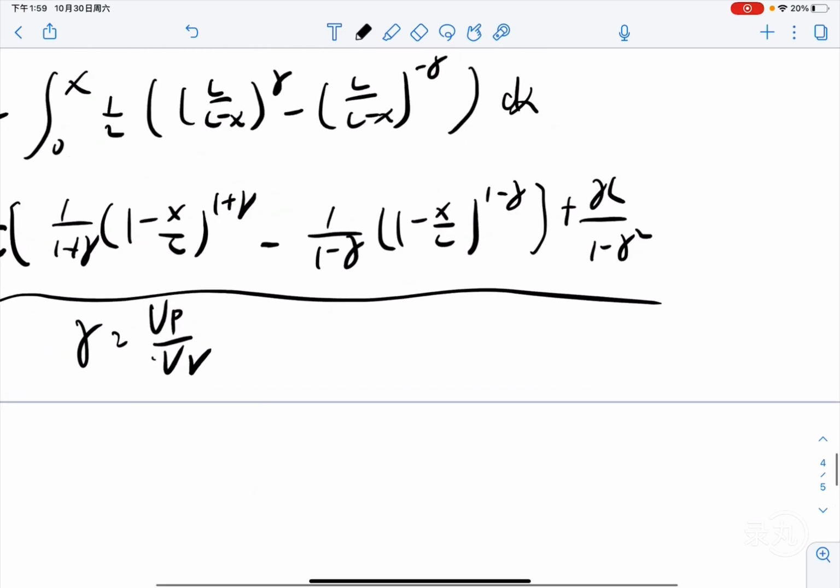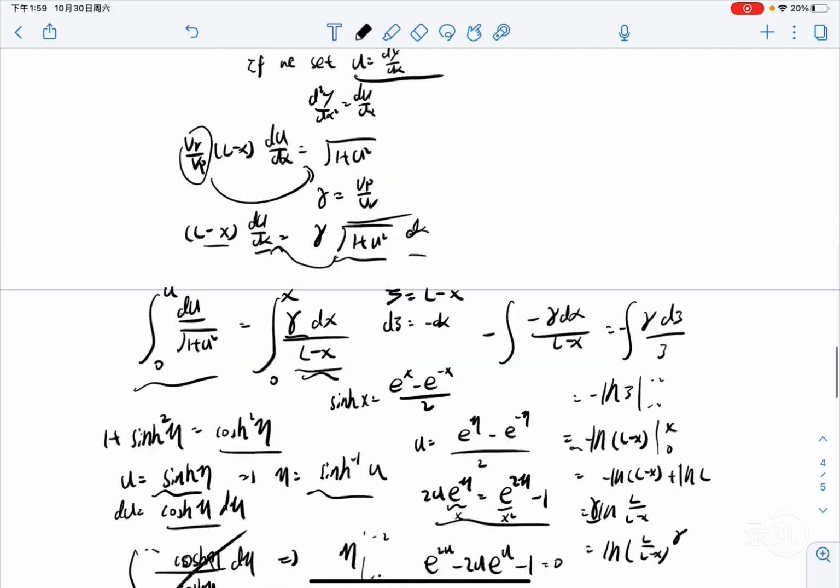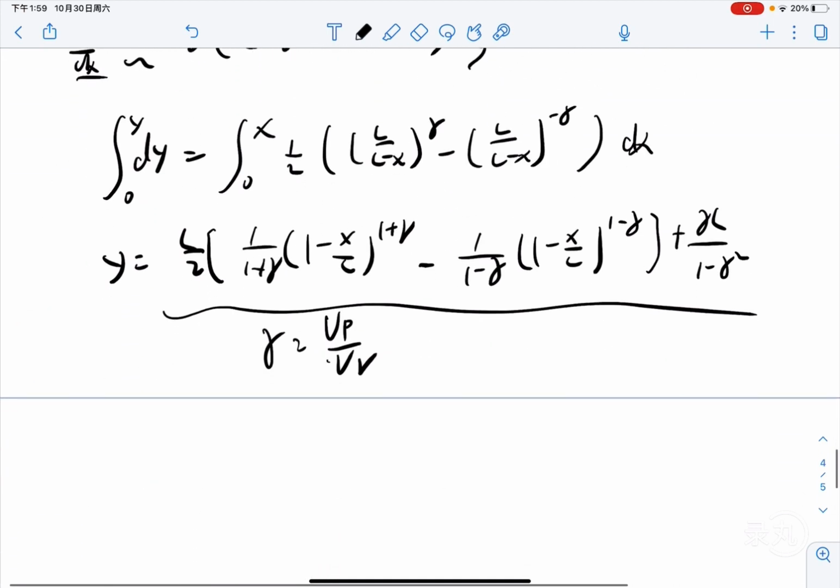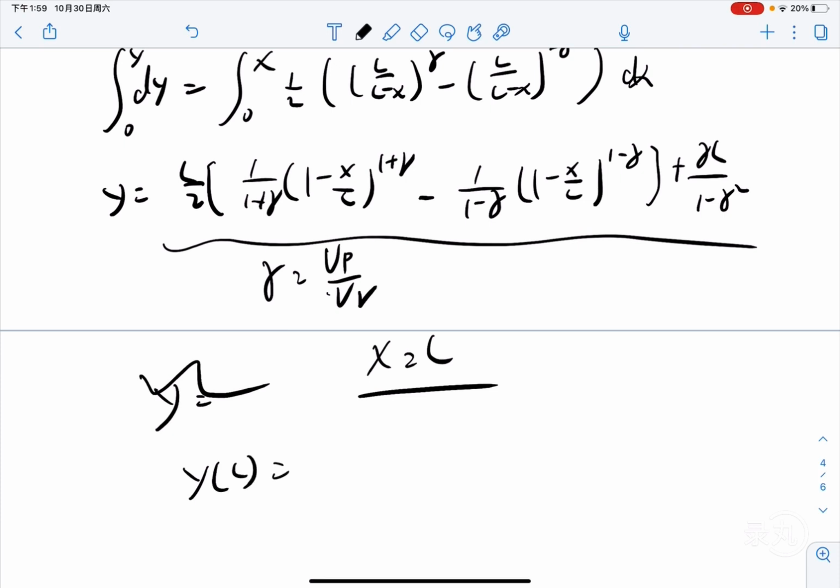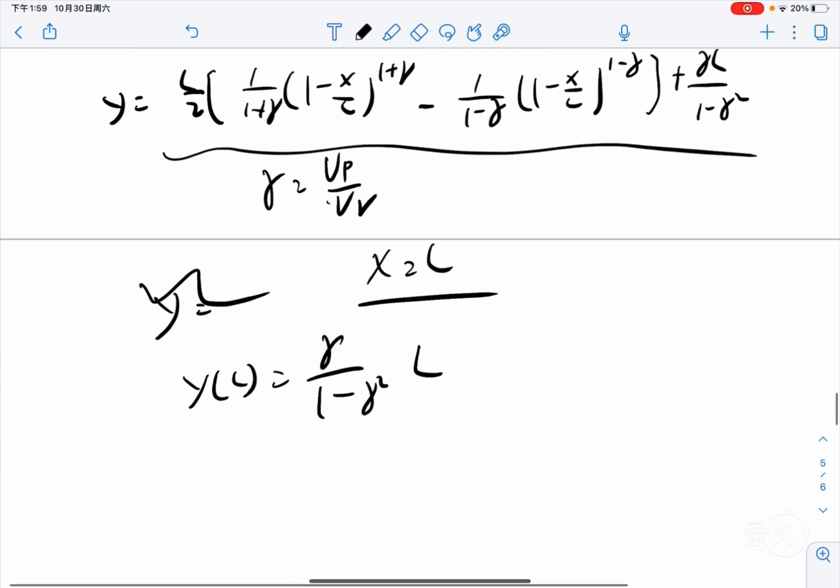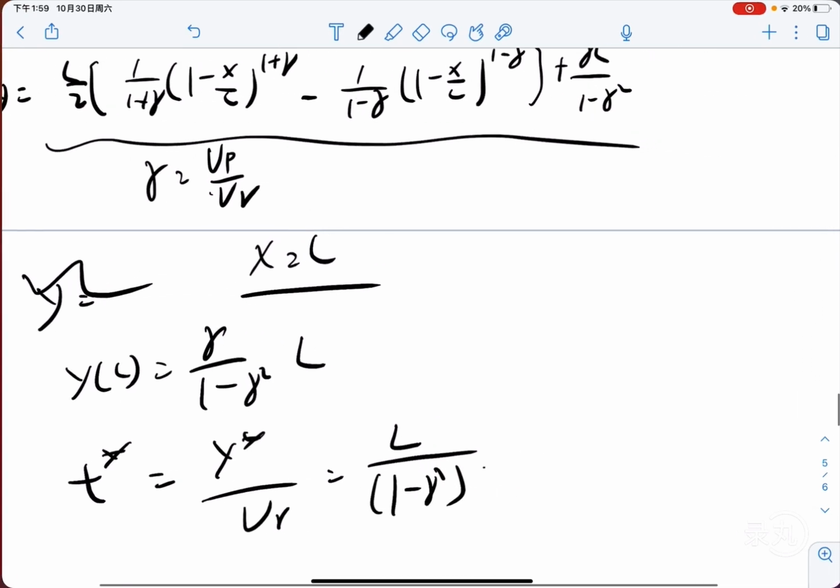And now if we want to find the time it takes to reach when the rocket explodes, we have that y at x equals L is going to be, if we simplify, we can get this is going to be L gamma divided by this term, and T is going to be Y star divided by the speed of the rocket, which is going to be 1 minus gamma, and v person.